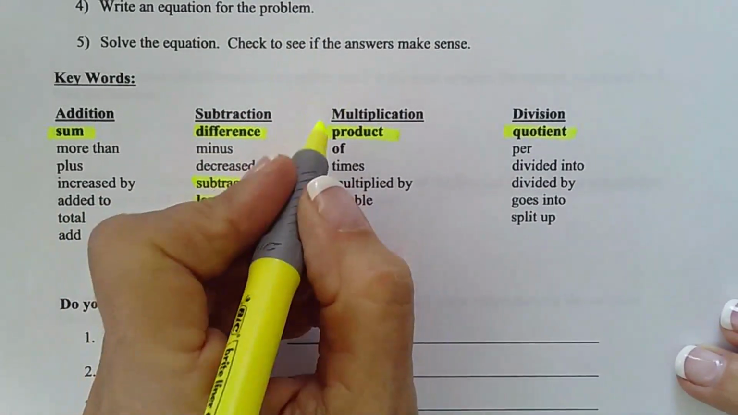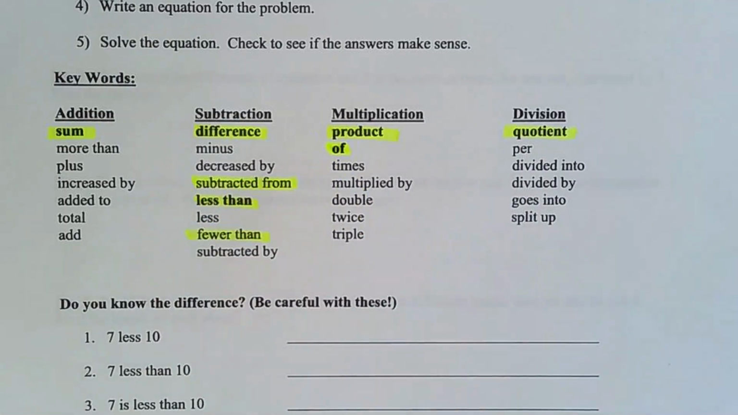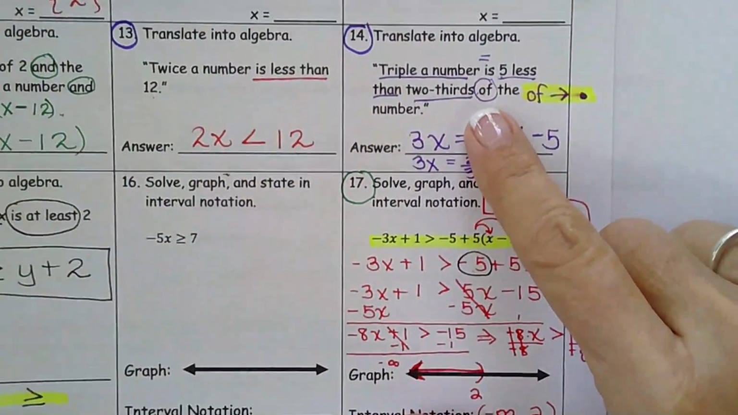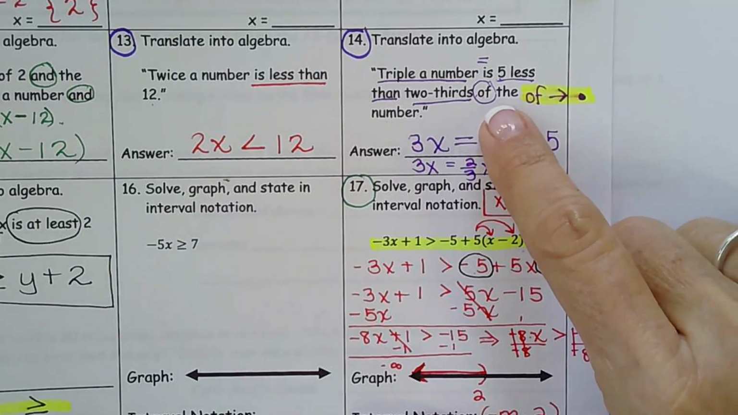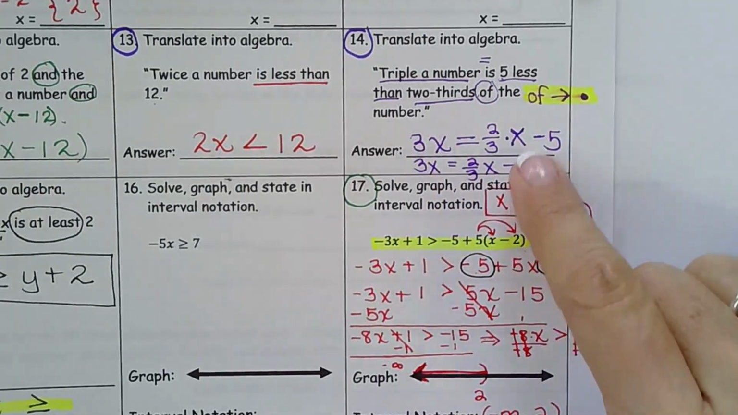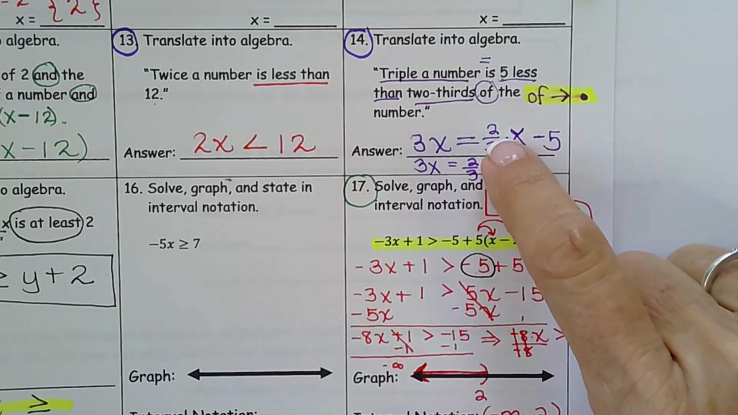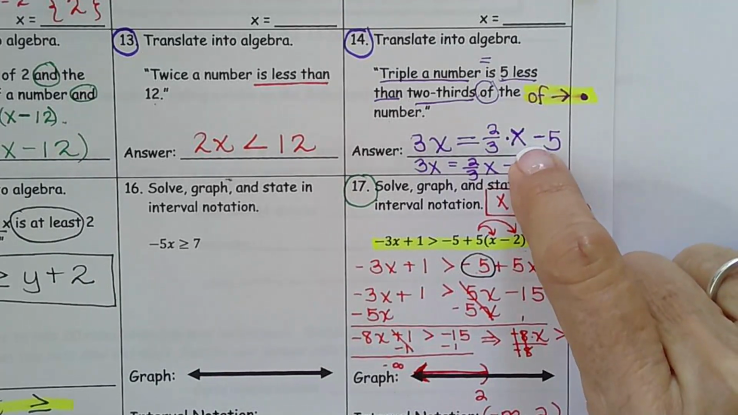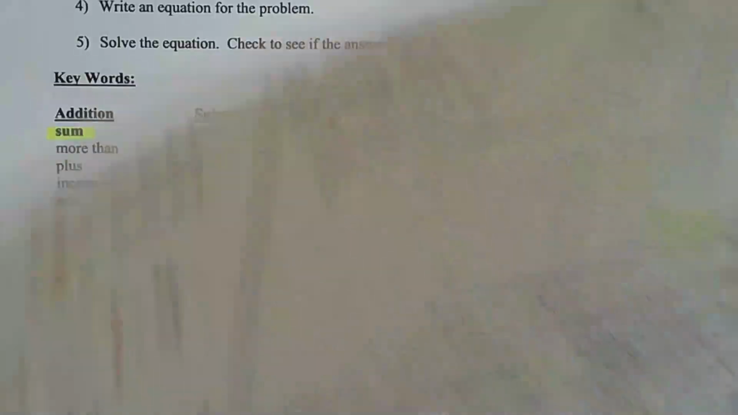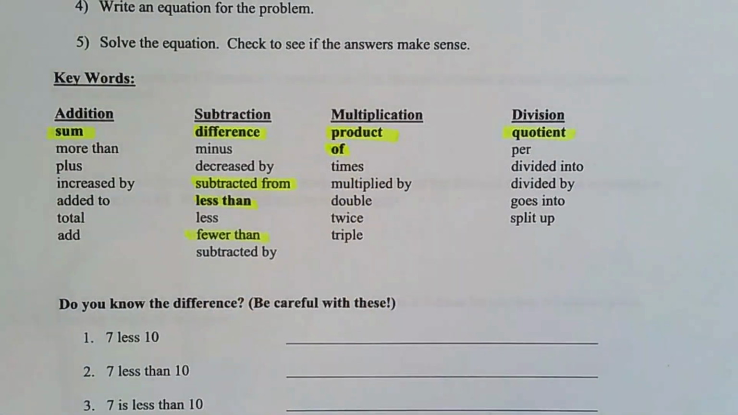Probably the 2 most common ones in multiplication are product and of. We already ran into an of problem. I think we were doing a warm-up, and it was, yes, right here. Number 14 of our warm-up, 2/3 of the number. So that means 2/3 times the number, which we called x. So we've already run into that, but of is very common.